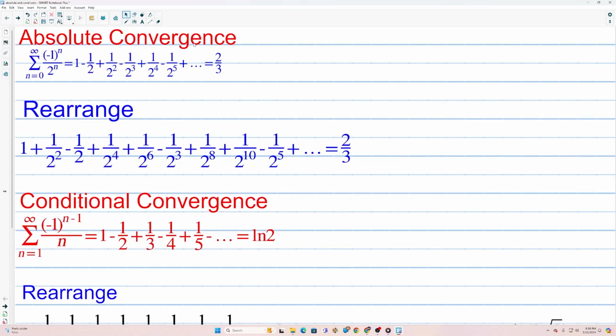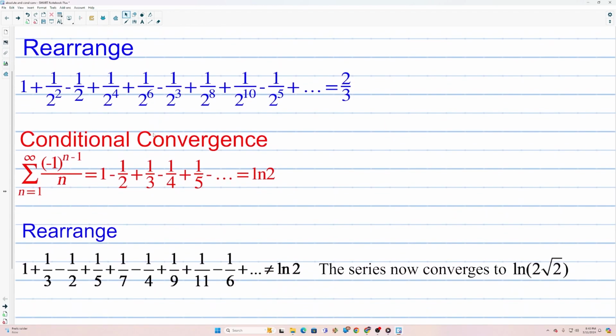Let's talk about absolute convergence versus conditional convergence. If something is absolutely convergent, then no matter how you rearrange the numbers, it will converge to the exact same value. So we have this example here. We have the terms in a certain order, and it converges to 2/3. If you rearrange, then it converges to 2/3. So this is absolutely convergent. No matter how you reorder the terms, it always converges to the same thing.